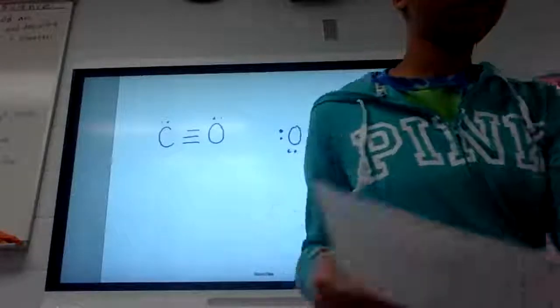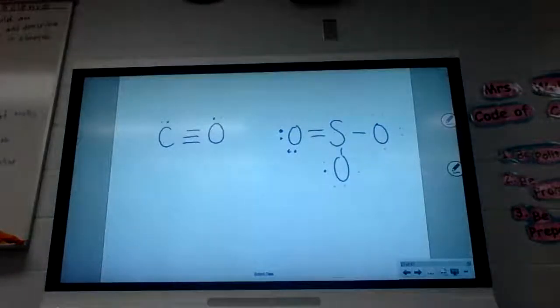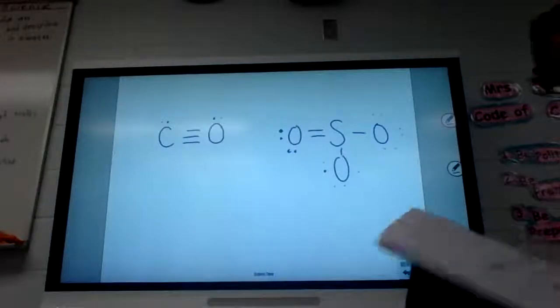Good. Now her double bond can be anywhere. So if your double bond is on the right, or it's on the bottom, or you put the O on the top, as long as you have one double bond and two single bonds, you're fine. And on your double bond, you can only have 4 dots.